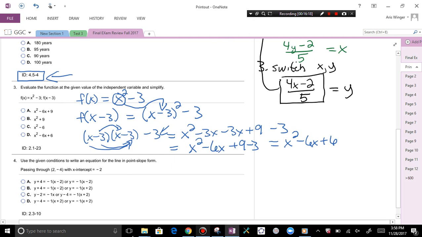Yeah, so here, the foiling process: x times x, x squared; x times minus 3, minus 3x; minus 3 times x, minus 3x; minus 3 times 3, positive 9. It's number 3. What's the equation? It's x squared minus 3, so you have to include that one.